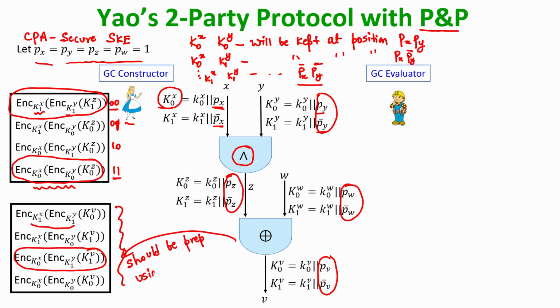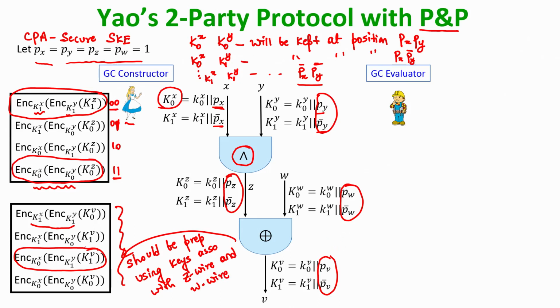using keys associated with the Z wire and W wire. Sorry for the typo. And what will be encrypted? The keys corresponding to V being 0 or V being 1, depending upon what exactly is the input key combination.